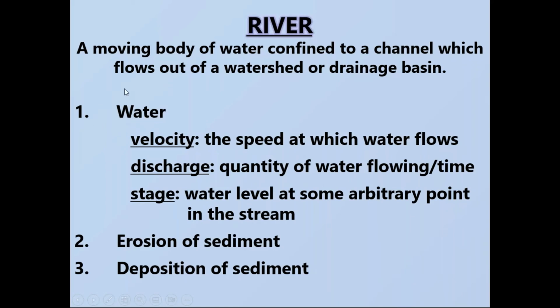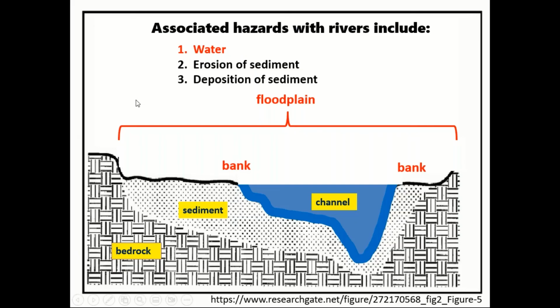With respect to the water in the channel itself, we can talk about the water velocity, simply the speed of the water moving through the channel. We can talk about the discharge of water, the quantity of water flowing through that channel at any given time, so, you know, cubic feet per second, for example. And then we talk about the water stage, and that's just the water level at some point in the actual stream channel itself. So the associated hazards with rivers are what we just mentioned, 1, 2, and 3 here.